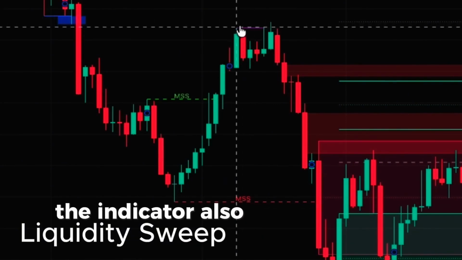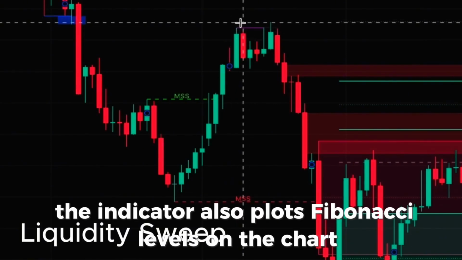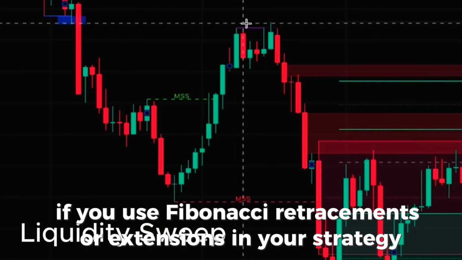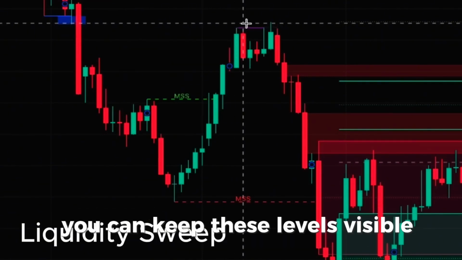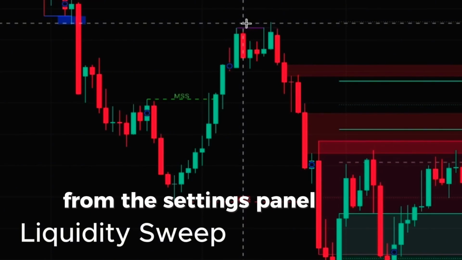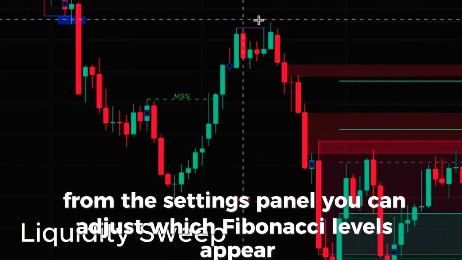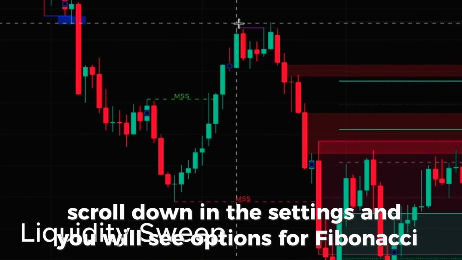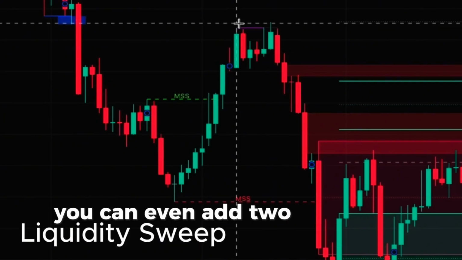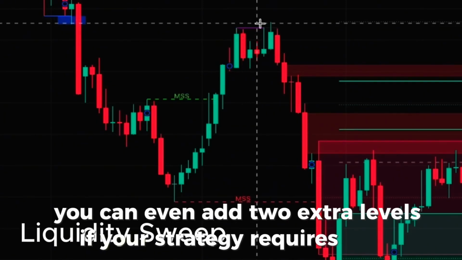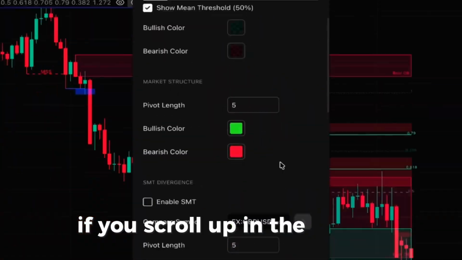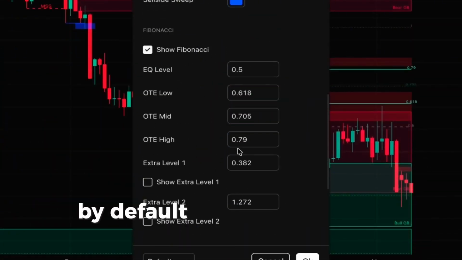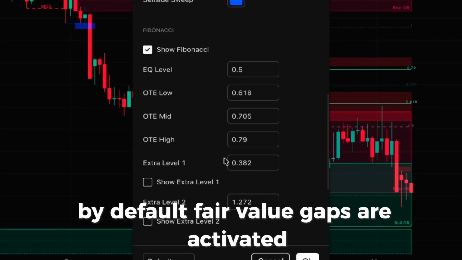The indicator also plots Fibonacci levels on the chart. If you use Fibonacci retracements or extensions in your strategy, you can keep these levels visible. From the Settings panel, you can adjust which Fibonacci levels appear. Scroll down in the Settings, and you will see options for Fibonacci. You can even add 2 extra levels if your strategy requires them. If you scroll up in the Settings, you will see options for imbalances. By default, fair value gaps are activated.